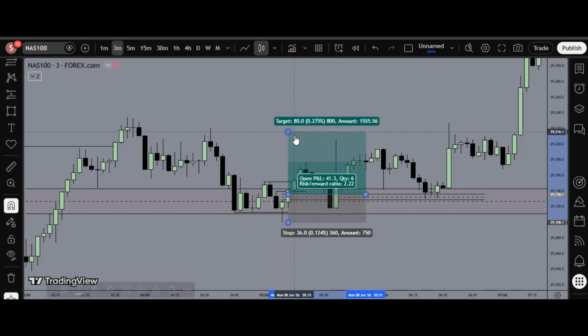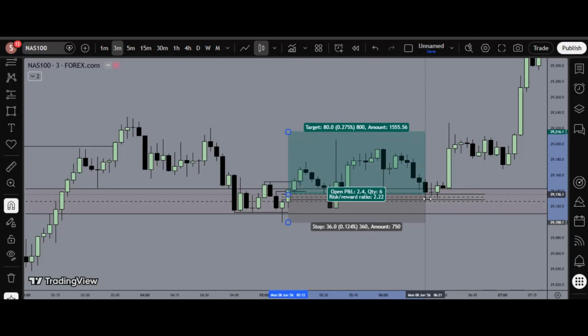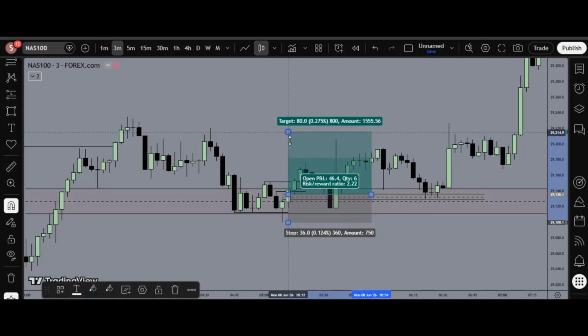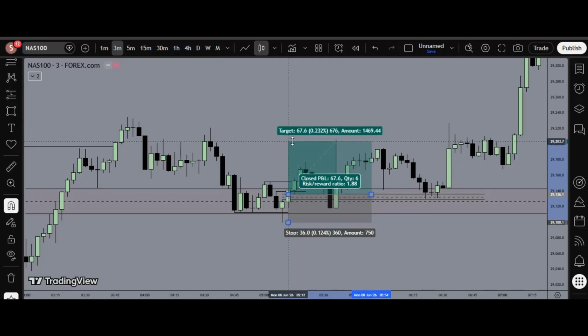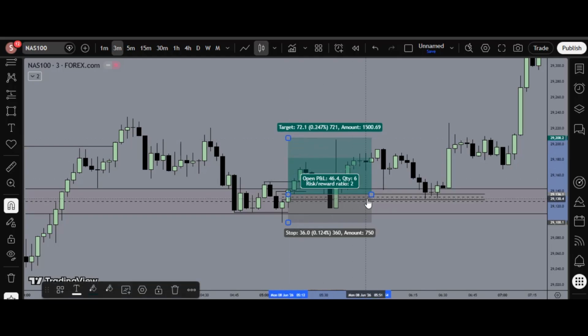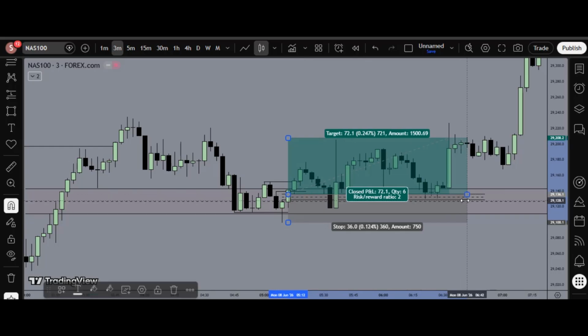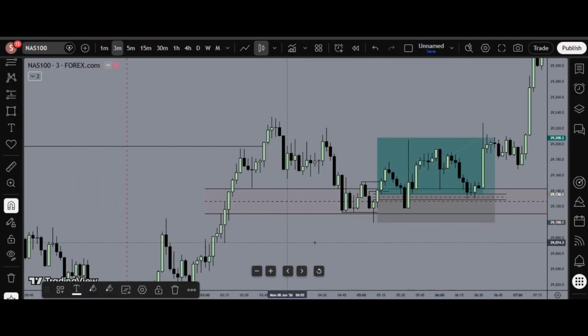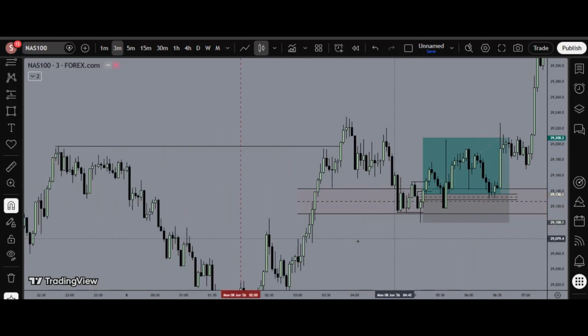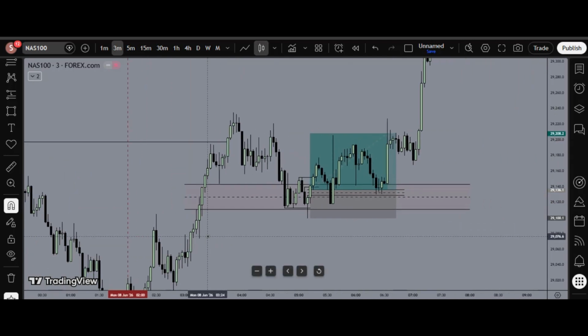Target 1 to 2. 1 to 2, not 1 to 22. Okay, 1 to 2. That's it. That is it. That's your target there, guys. Very easy, super easy and simple.